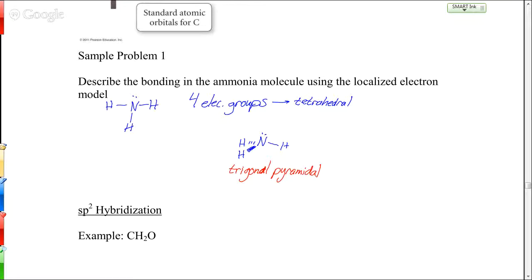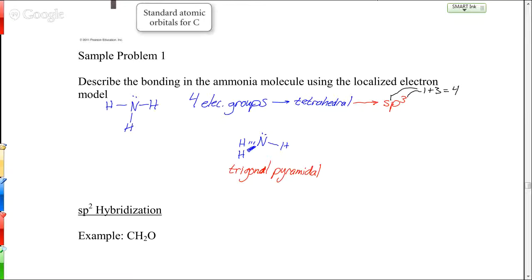What's nice about the hybridization is the hybridization can also be predicted from the electron groups. So not only can we tell that this is tetrahedral, but we can also tell that this is sp3 hybridized. How do we know? Well, we can add up the numbers in our hybridization. So we've got 1 from the s and 3 from the p, gives us 4 hybrid orbitals. If you have 4 hybrid orbitals and they're all repelling each other, you end up with a tetrahedral structure.